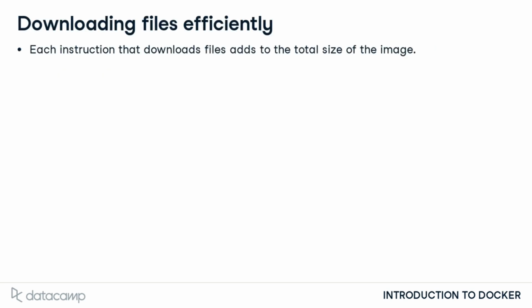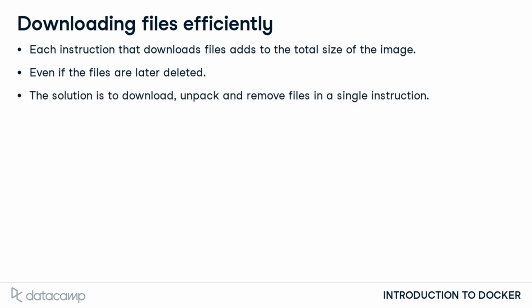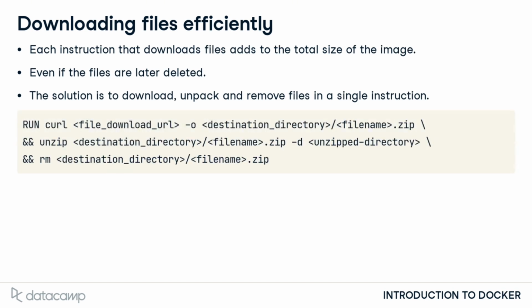Any instruction in a Dockerfile that downloads files will add to the size of the image, even if the files are removed in a later instruction. To ensure images don't become unnecessarily big, we should download, unzip, and remove the original file in a single RUN instruction. This can be done by chaining the commands using a backslash and &&.